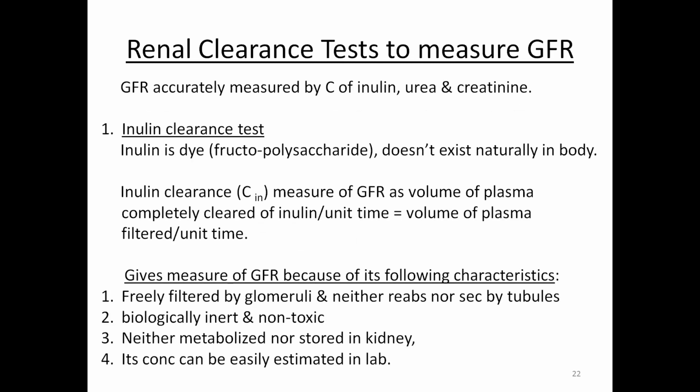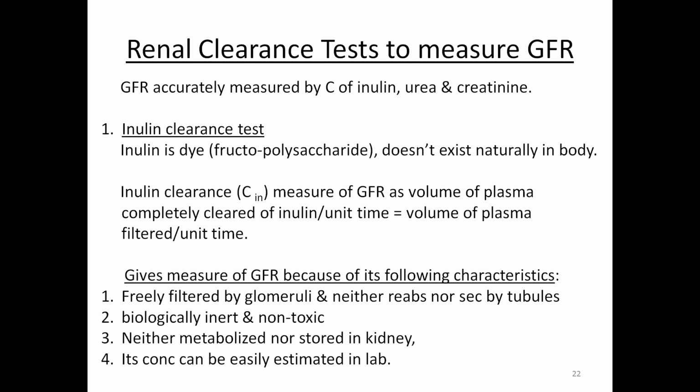So if you recall, we have earlier talked about how renal plasma flow and GFR are related. GFR is accurately measured by renal clearance of inulin, urea, and creatinine. So what happens in an inulin clearance test? Inulin is a fructopolysaccharide. It doesn't exist naturally in the body.